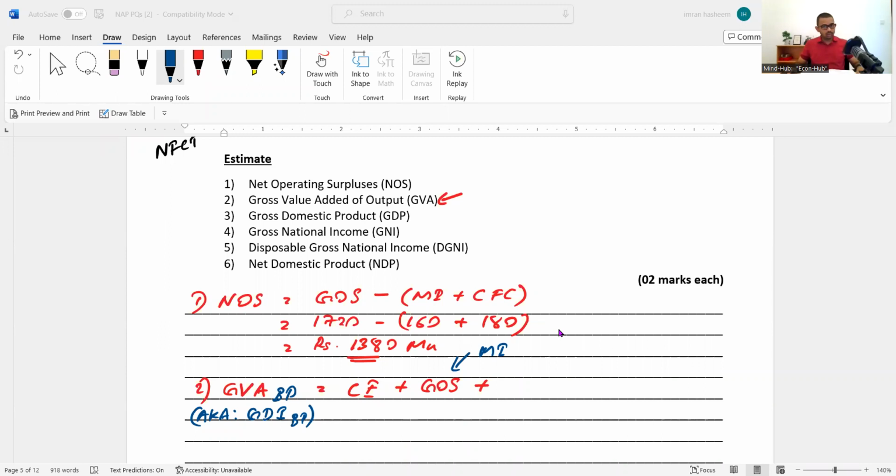Hamda, not clear enough, too broad. There are different types of net taxes. You need to be more specific. Anyone else? Basic price. Okay. Some of you have given the answer very correctly. Good for you.